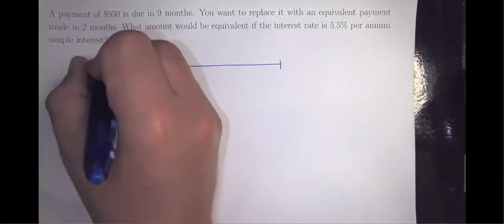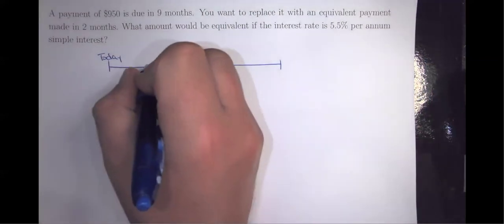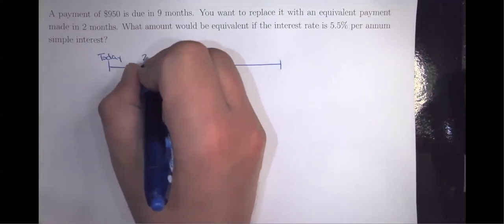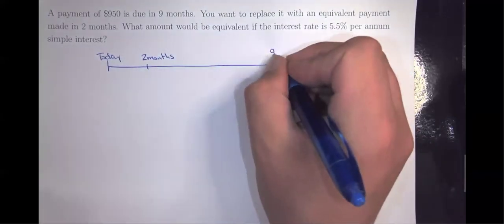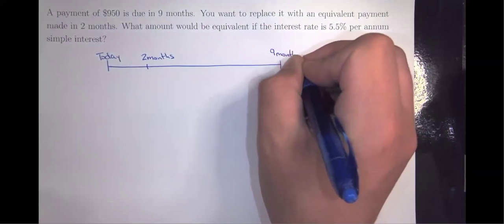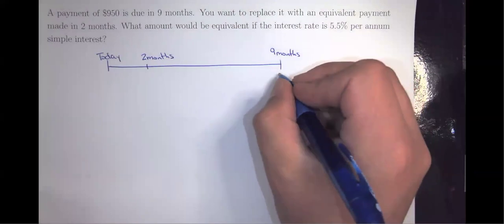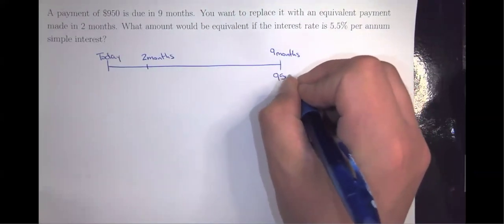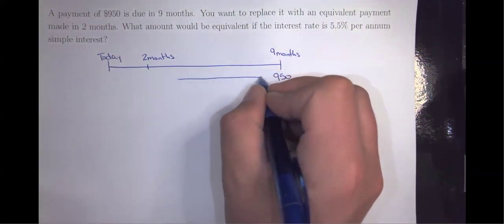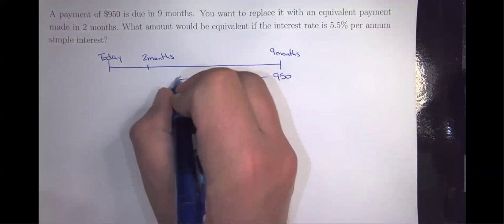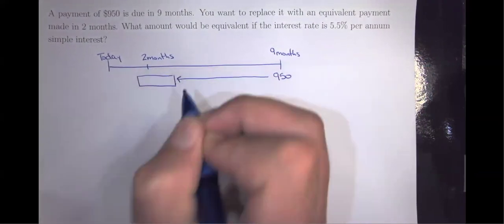Okay, so for perspective, I'm going to put today on my diagram, because that allows me to put in 2 months and 9 months. Now, this payment of $950 is due in 9 months. And I need to bring it back here to 2 months to find the equivalent amount.